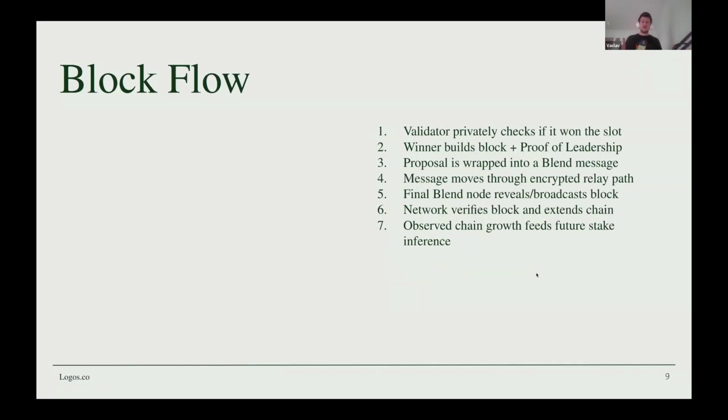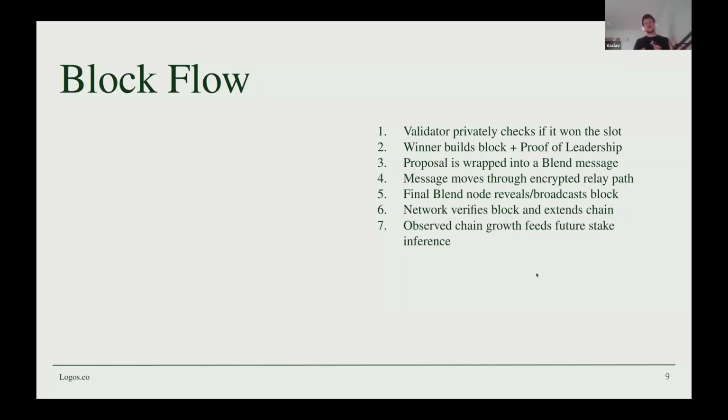And so this is just a summary of what I said. Validator privately checks if it won the slot. Winner builds the block and attaches proof of leadership. Proposal is wrapped into multiple layers of encryption as a Blend message. Message moves through encrypted relay path and gets decrypted along the way. And the final Blend node reveals and broadcasts the block. And network verifies it and extends the chain.